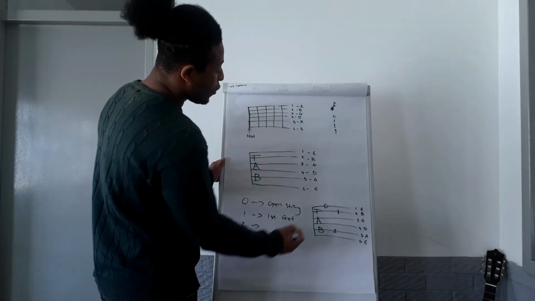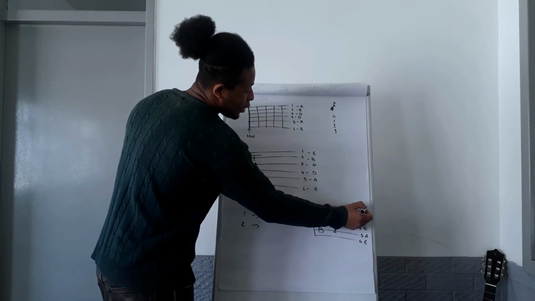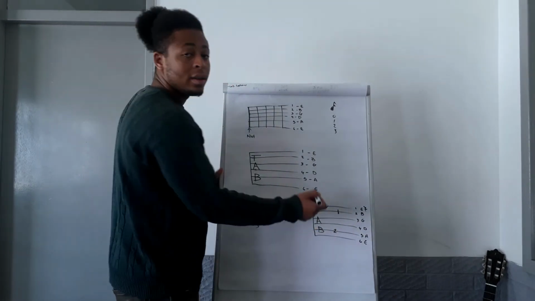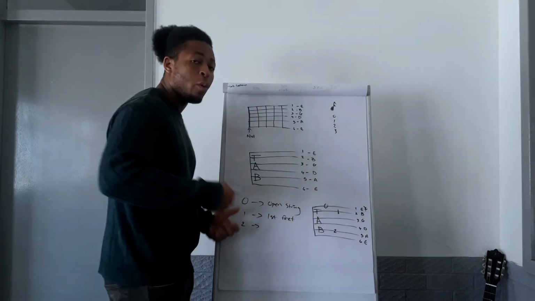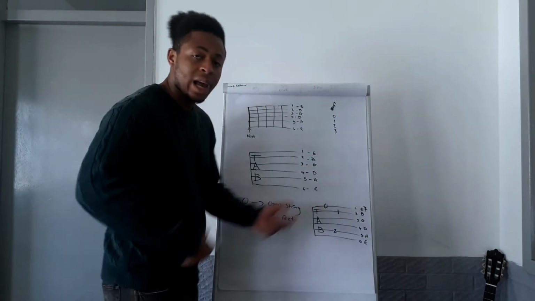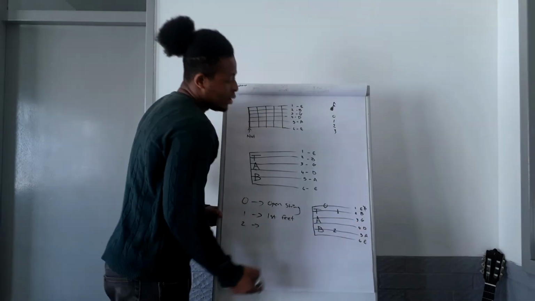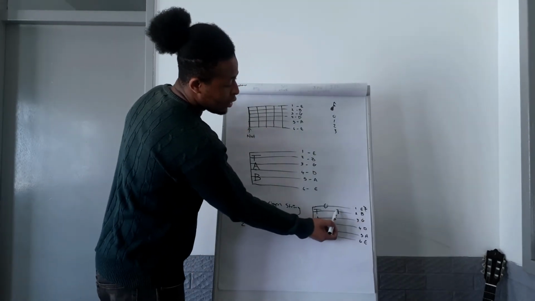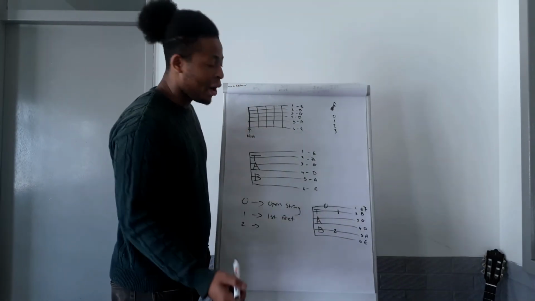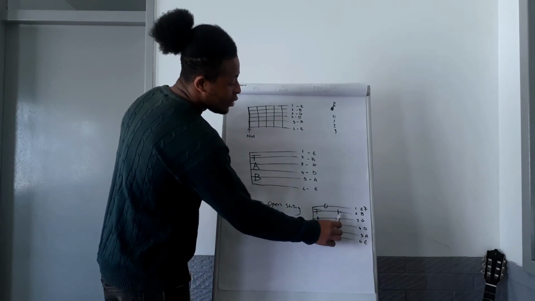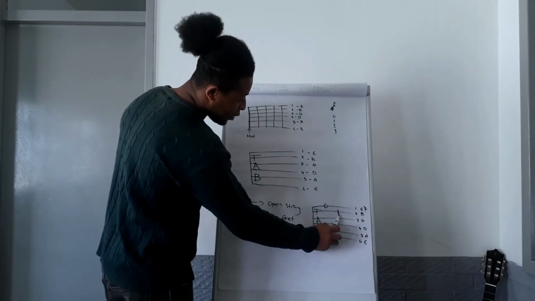So if on your first string, this one here, there's a 0 on it, it means you play the string just like that. You play an open string. You just hit the E string like that. But if, for example, on your second string, there's a number written 1 or 2 or 3 or 4 or whatever, that is the number of the fret you play. This is the fret number.